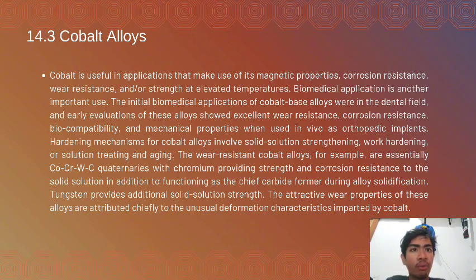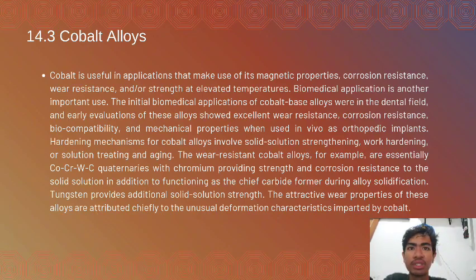Hardening mechanisms for cobalt alloys involve solid solution strengthening, work hardening, and solution treating and aging. For the wear-resistant cobalt alloy, for example, the essentially Co-Cr-W-C alloy, chromium provides strength and corrosion resistance to the solid solution in addition to functioning as the chief carbide former during alloy solidification. Tungsten provides additional solid solution strength.